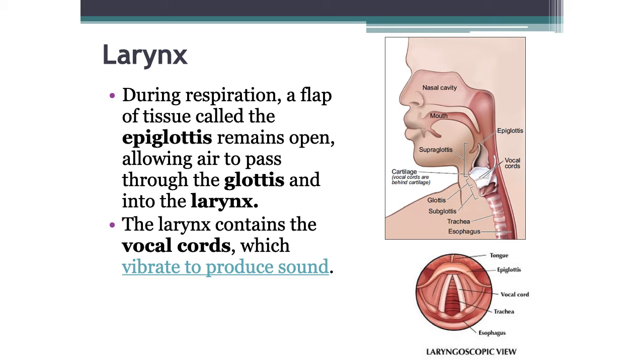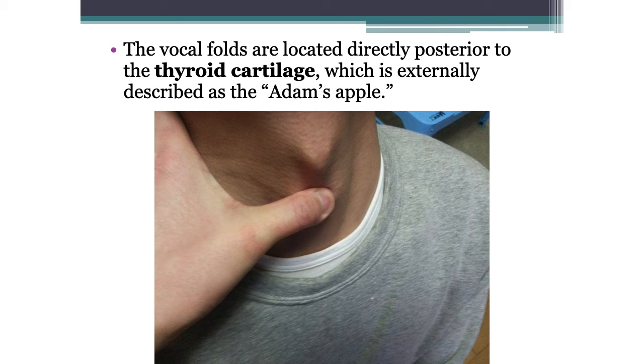And then what ends up happening, because air is passing, is when you're eating, that's when food goes down the wrong pipe. That's what they call it. Vocal folds are located directly posterior to the thyroid cartilage, which is externally described as the Adam's apple.